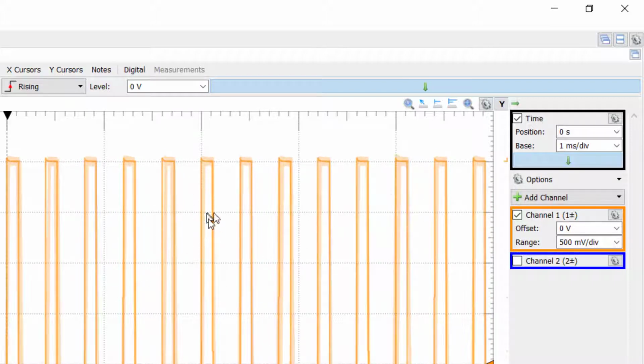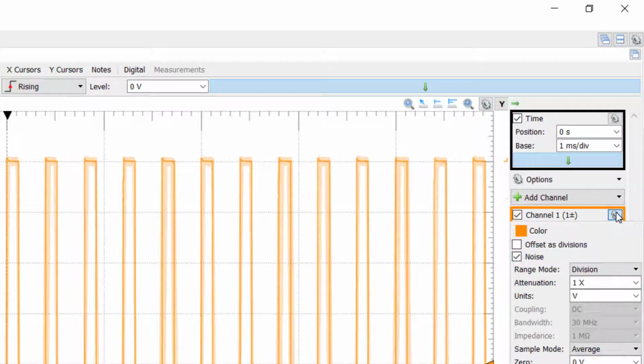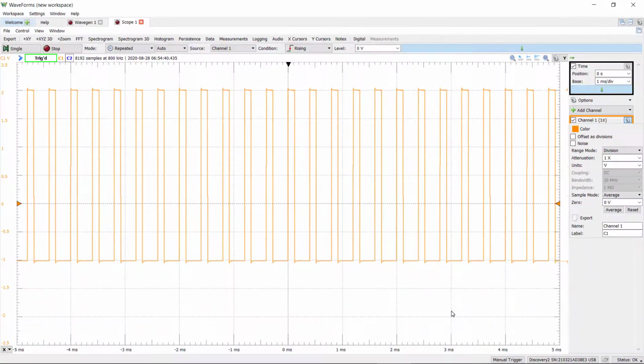So because I understand there's noise, let me turn off the noise. We come over here to the little gear in channel 1. That means settings are here. We click on the settings and we turn the noise off. And there we go.